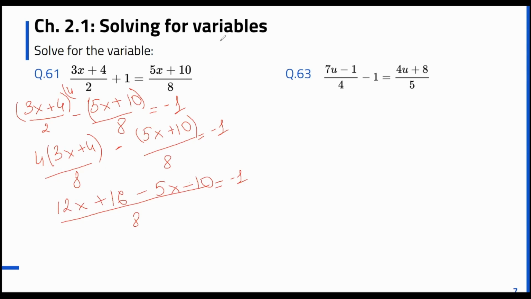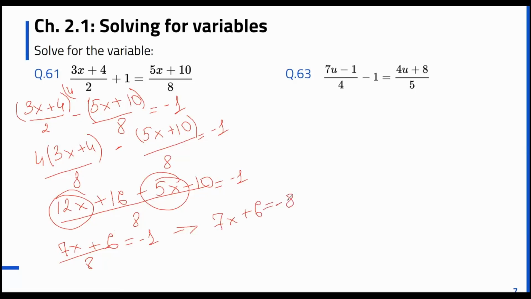We have something in chat. Yeah. Okay, here we have 12x minus 5x. This equals 7x. We have 16 minus 10 plus 6. The next step is to multiply it by 8. So we get 7x plus 6 equals minus 8. Then we bring 6 here. So 7x equals minus 8 minus 6. 7x equals minus 14. So x equals minus 2.